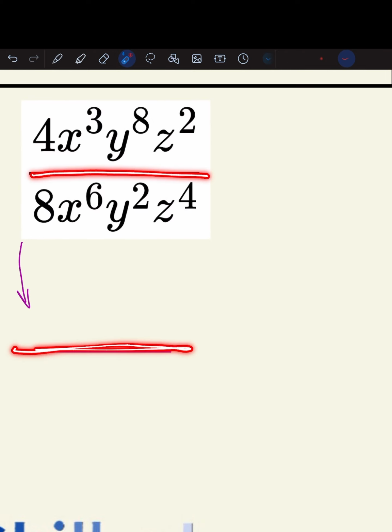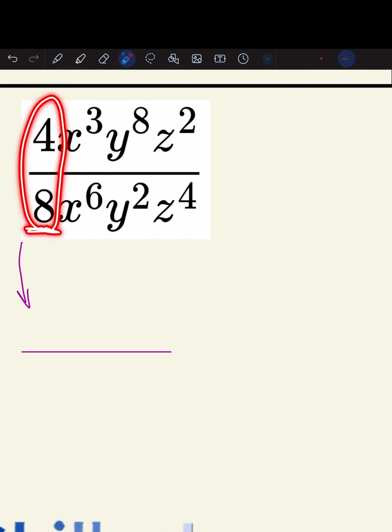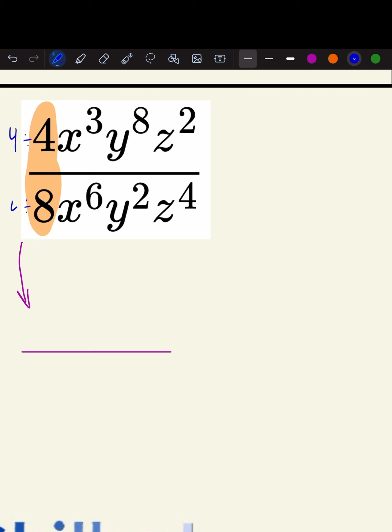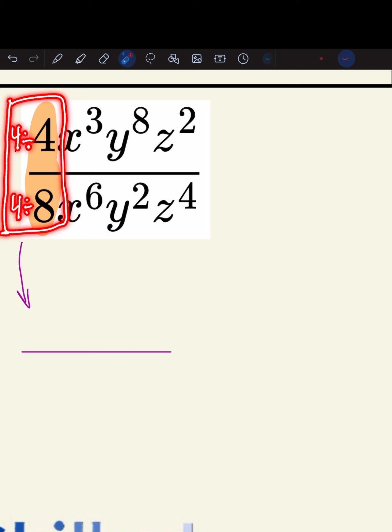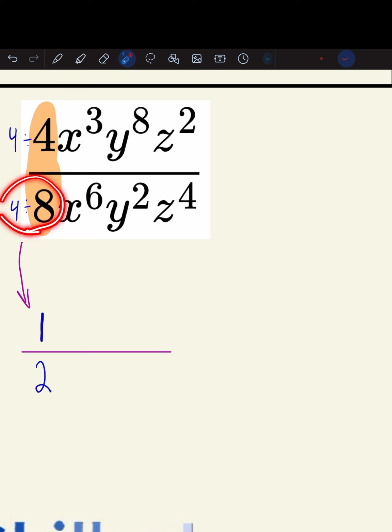And for the final example, as always, start with that fraction bar. Remember, any numbers out front, any coefficients, will divide like normal. If it doesn't divide evenly, divide both by the biggest number they have in common, in this case 4. 4 divided by 4 is 1, 8 divided by 4 is 2.